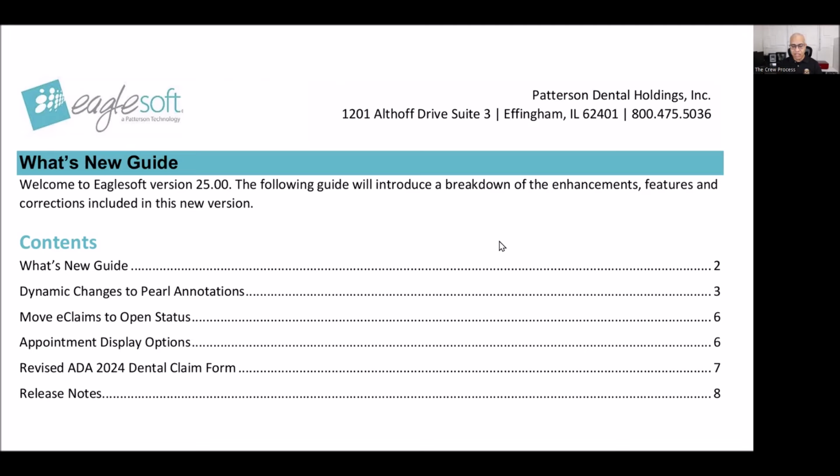The bigger changes are the changes that need to happen for the ADA 2024 form. Although we're in 25, almost in year 2026, the 2024 form will become mandatory in 2026 for a lot of insurance companies. And you need to have some fields available that are only going to be available in version 25. So let's take you through a couple things that I want you guys to see.